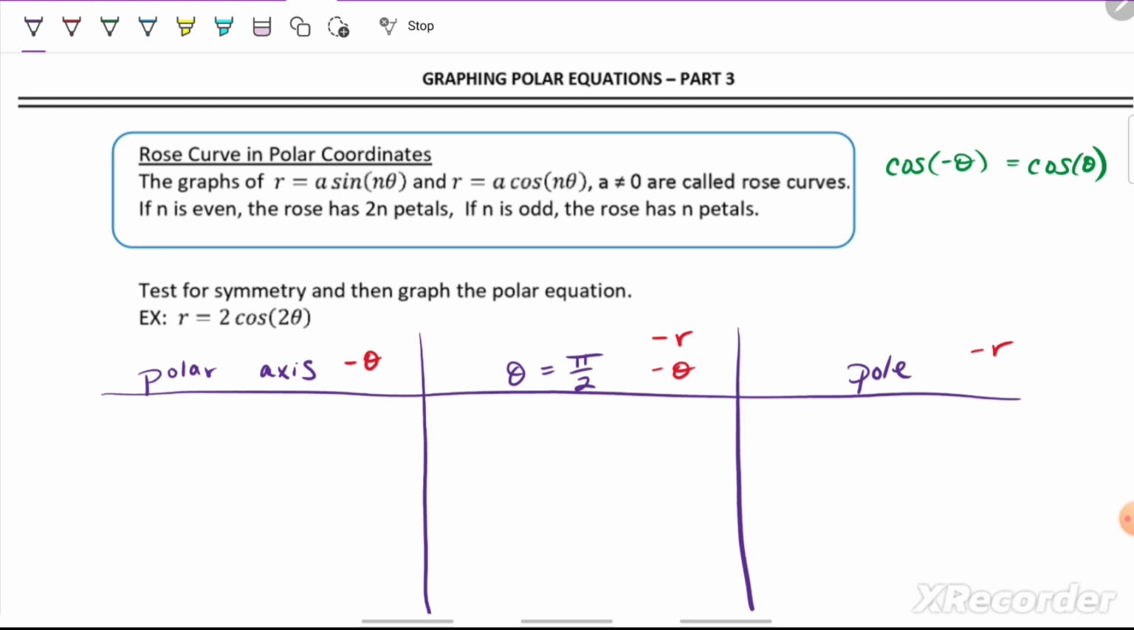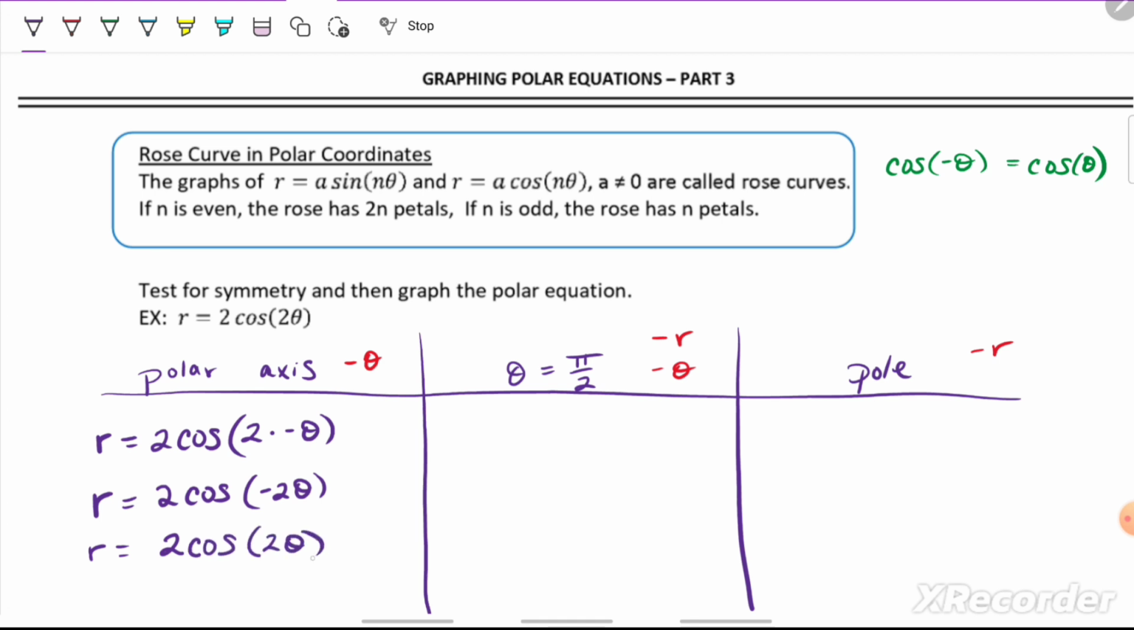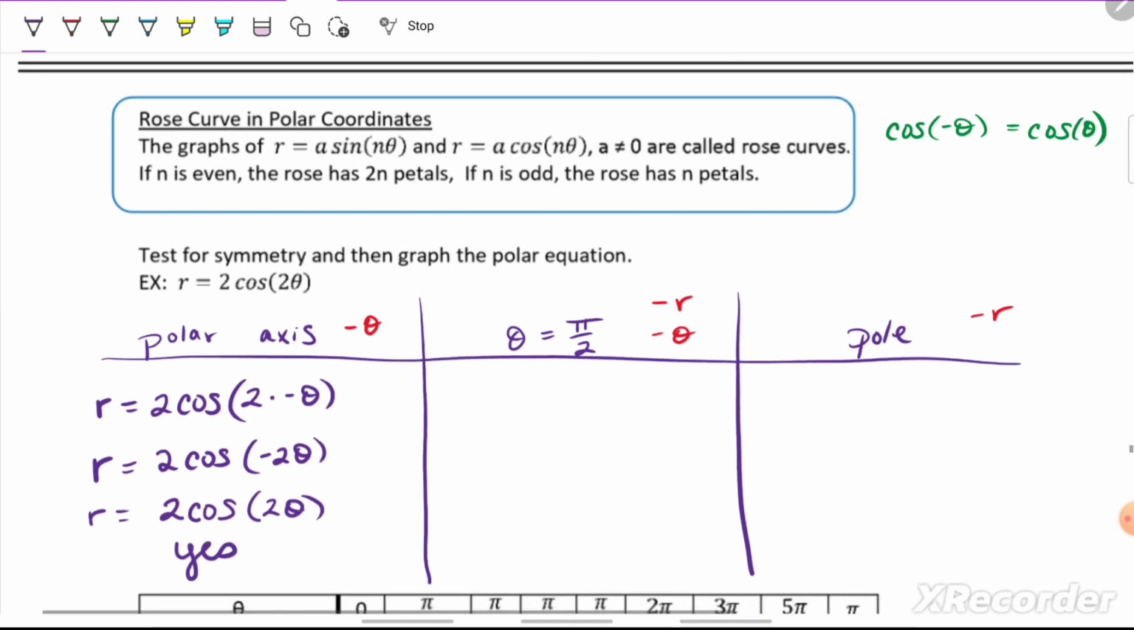Testing the polar axis, we're replacing theta with negative theta. That gives us r equals 2 times cosine of 2 times negative theta. And we know 2 times negative theta is going to be negative 2 theta. Here's where our negative angle identity comes into play. Cosine of negative 2 theta is the same as just cosine of 2 theta. This is our original equation back, so yes, the graph of this will display symmetry with respect to the polar axis.